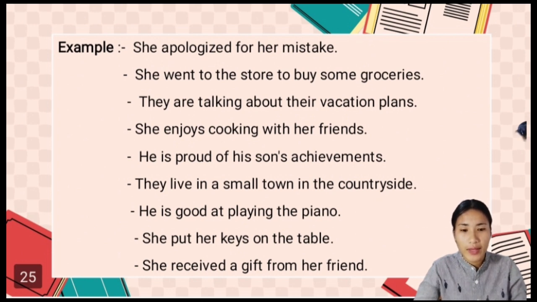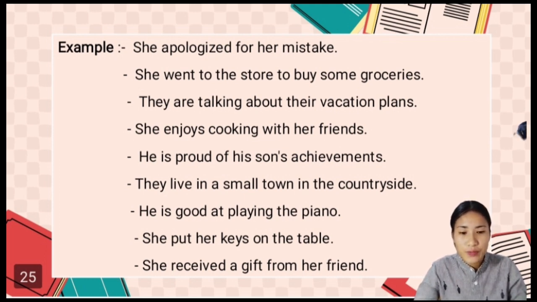And then she went to the store to buy some groceries. So here, the preposition with verbs is went to the store. And then they are talking about their vacation plans. So here, the preposition with verbs is talking about. She enjoys cooking with her friends. Preposition with verbs here is cooking with.